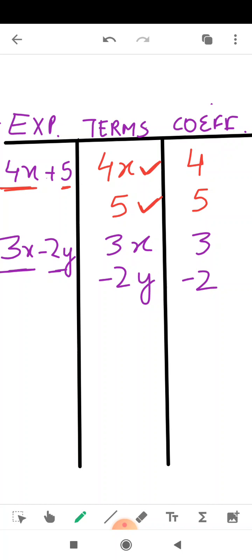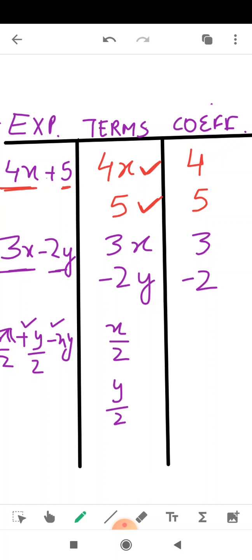Let us take one last example. The expression I am taking is x by 2 plus y by 2 minus xy, right? So here we have three terms. There is a plus sign, there is a minus sign. So we have three terms, x by 2, y by 2 and minus xy. Children, whenever you're writing the terms, you have to write them along with their sign. The signs will come along with them. So these are the three terms, first, second and third.